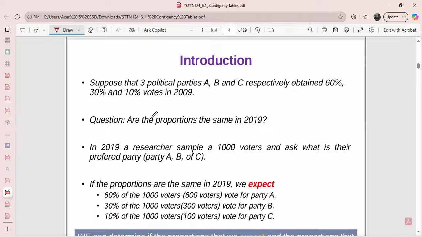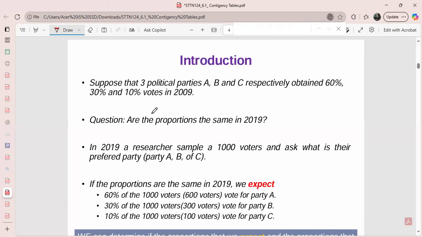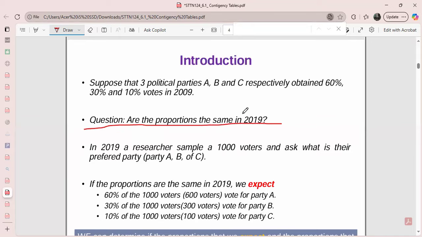Okay, so when we look at the introduction, for example, suppose that we have three political parties. We have political party A, B, and C. So now here, it's a question. Are the proportions the same in 2019? Since we have political parties A, B, and C, party A is 60%, B is 30%, and party C is 10%. When you add all of them, you get 100%.